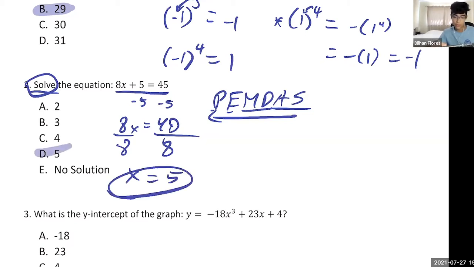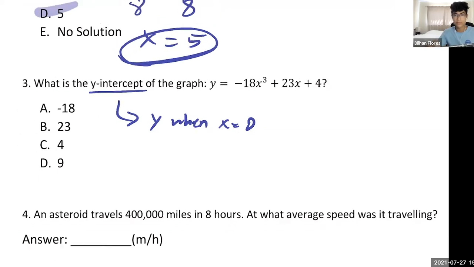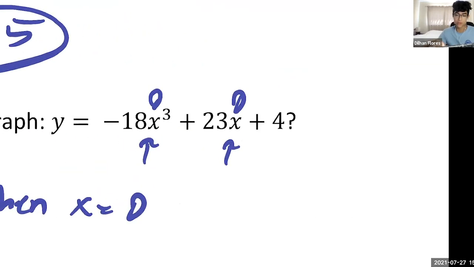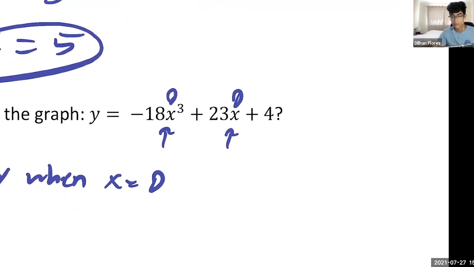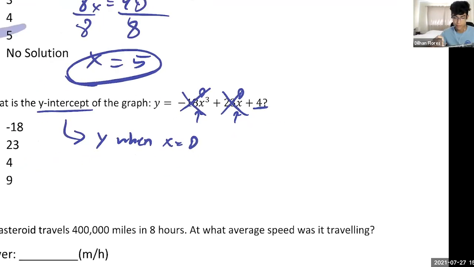All right, cool. Now, the y-intercept of the graph: the y-intercept is just your y value when x is equal to 0. So how can we find the y-intercept here? Substitute 0 for x. Yeah, so if you plug in a 0 here, and a 0 here, what are these first two terms going to be equal to? 0. Yeah, so this is going to be 0, this is going to be 0, and the y-intercept is going to be 4.